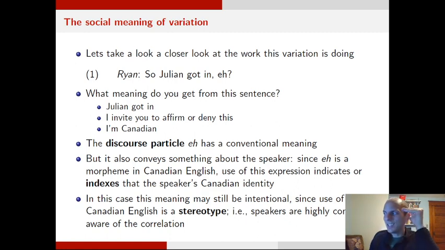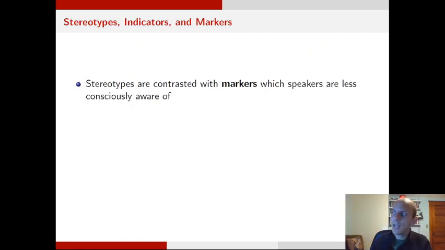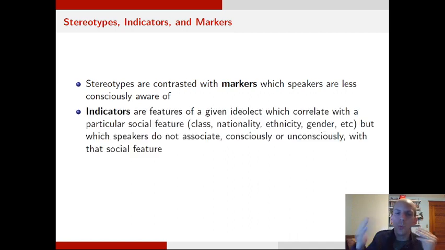So this is at the height, right? This is the types of things that people are most aware of, these stereotypes. We can kind of go down the ladder and talk about different things. There's also, we can contrast these highly conscious, highly salient stereotypes with what we'll call markers, linguistic markers, which are things that essentially are just ratcheted down a notch. Speakers are less consciously aware of them. They may be kind of conscious of them, maybe they're in the subconscious, but they're less conscious of these types of things. And then one further step down are indicators, which people aren't really aware of at all.